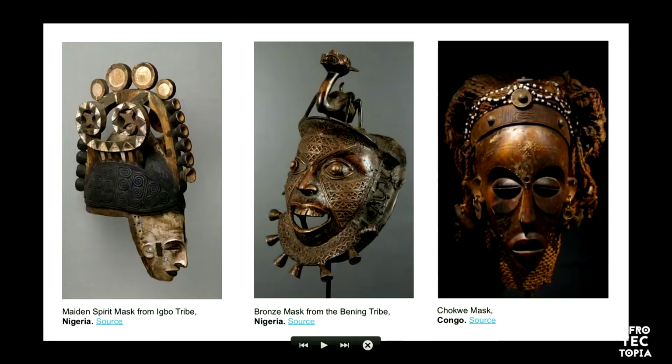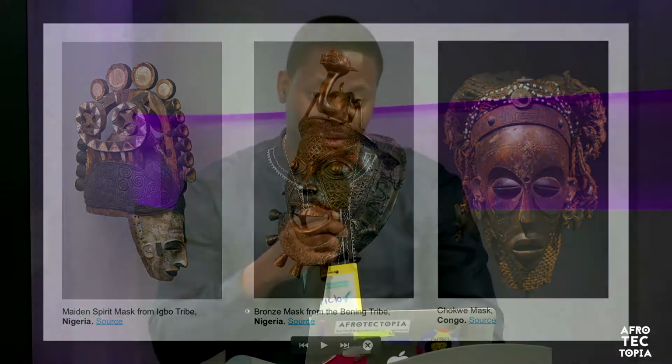The images you see here are the training data I gave to my neural network. The image on the left is a mask from the Igbo tribe in eastern Nigeria. And we have a mask from the Benin tribe, also from Nigeria, and a Chokwe mask from Congo. One of the things you realize really fast when you dig into African mask art is that it's fierce, and that's because it depicts the spirits of our ancestors. They're mythological beings, believed to have power over humanity. So it's pretty powerful, pretty interesting.